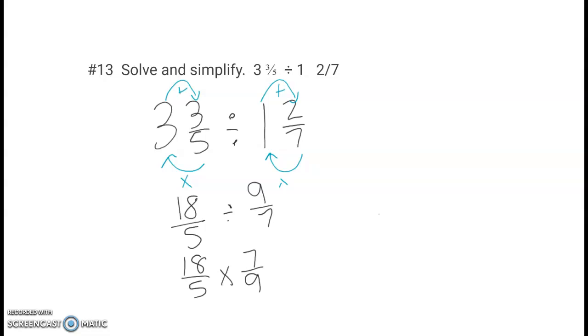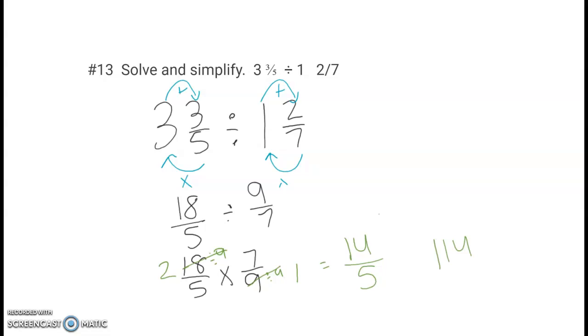When I do that, I notice that 18 and 9 both have a common factor. I can divide out 9 from both of these. This one's going to become a 1. 18 divided by 9 is 2. Now when I multiply across, I have 7 times 2, which is 14. I have 5 times 1, which is 5.